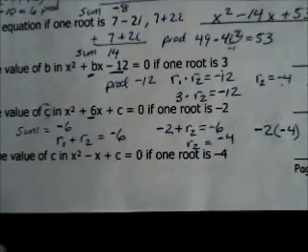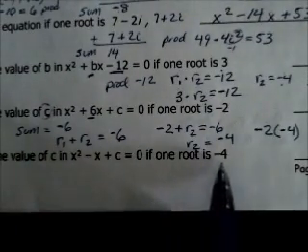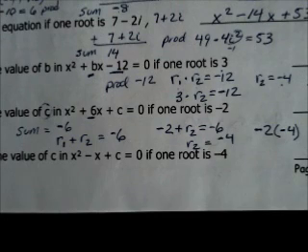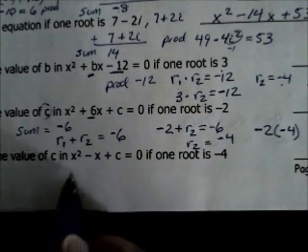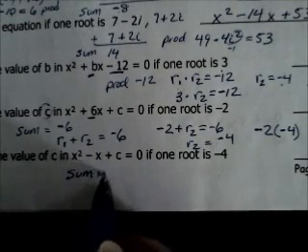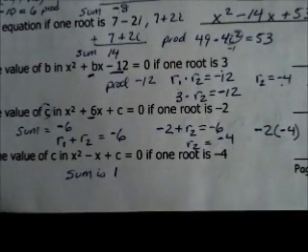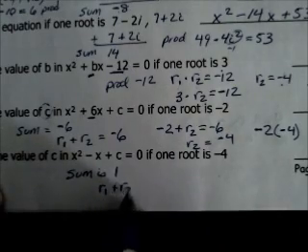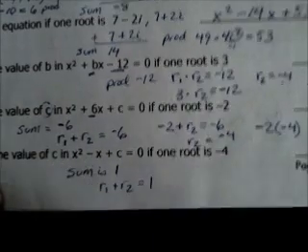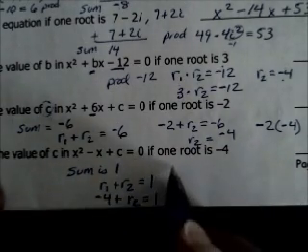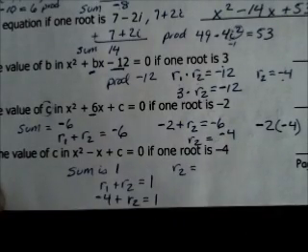And number 10. One root is negative 4. We want to find the value of c in x squared minus x plus c equals 0. Okay. Minus the sum. So our sum is 1. So if one root is negative 4, the sum of the two roots has to equal 1. Negative 4 plus the other root would equal 1. So our second root is, add 4 to both sides, our second root is 5.